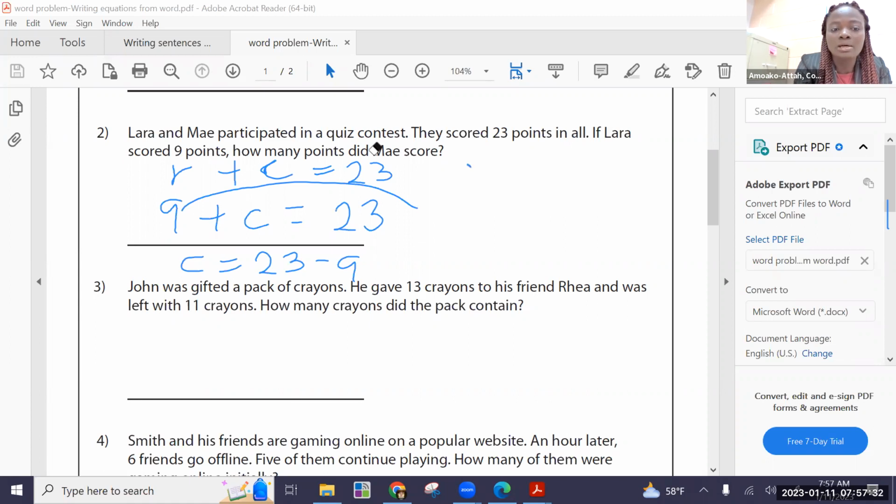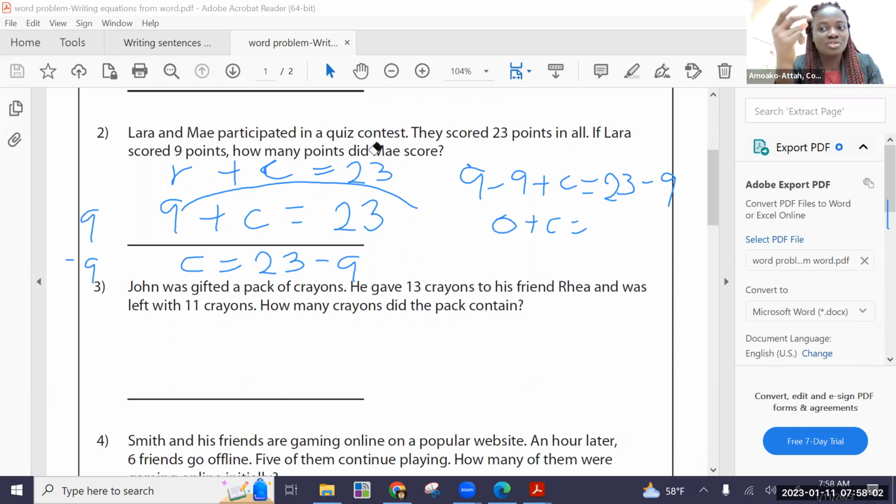Or you now find the inverse operation of the 9. So this becomes 9 minus 9, because the inverse operation of positive 9 becomes negative 9. So 9 minus 9 plus C, whatever I do to the left-hand side, do the same thing to the right-hand side. So equals 23 minus 9. That gave us 0 plus C equals, what is 23 minus 9? Be smart. All right, so put a final answer there.